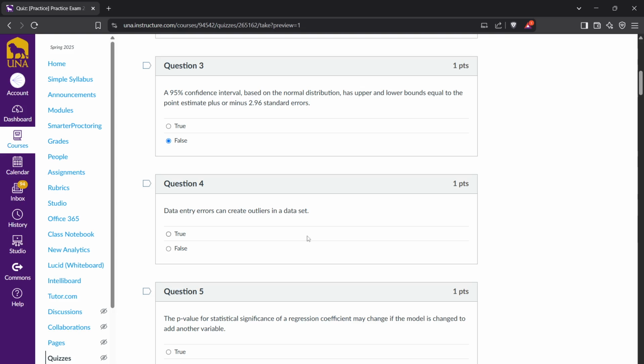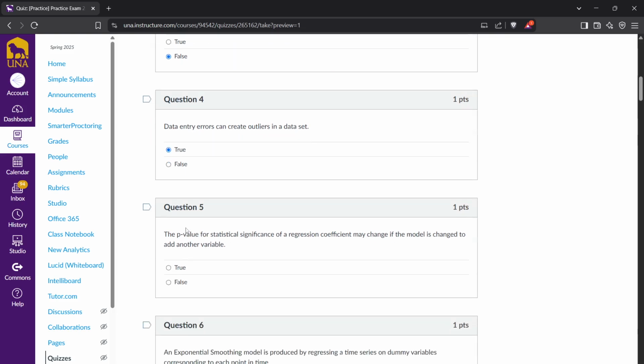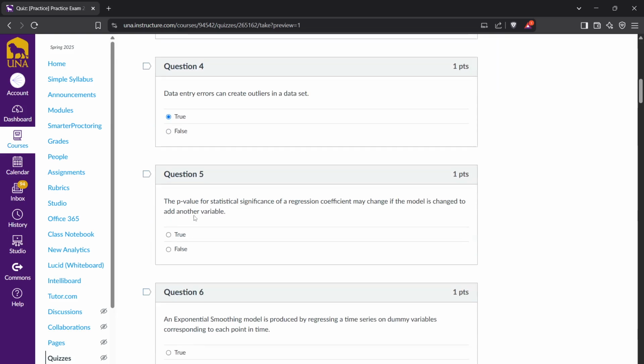Data entry errors can create outliers in a data set. Well, that doesn't seem like a trick question. That seems like a bit of a gimme. I'm going for true. Yes, of course, data entry errors can create outliers in a data set. Just imagine you're typing in a number that has a decimal place in it and you accidentally, using the number pad, fudge the decimal point and you wind up typing 1,000 instead of 1.000. Well, that's an outlier now. That's a very large, strange observation. So be careful with that sort of thing.